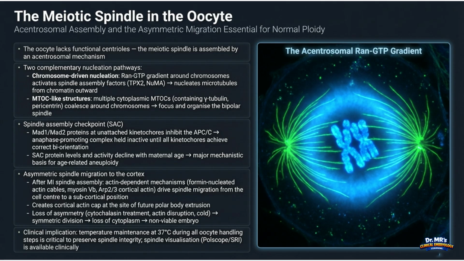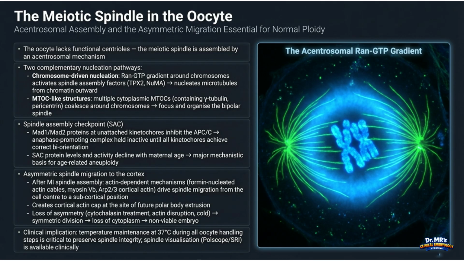Thankfully, the oocyte does possess a powerful biochemical safety mechanism to prevent it from dividing while the spindle is a mess: the spindle assembly checkpoint, or the SAC. This is a crucial concept for ESHRE prep. The SAC is a cell's internal quality control inspector. Specifically, it involves proteins like MAD1 and MAD2, which physically localize to the unattached kinetochores on the chromosomes. As long as even a single kinetochore is not perfectly attached to a microtubule, these MAD proteins scream a biochemical stop signal into the cytoplasm.